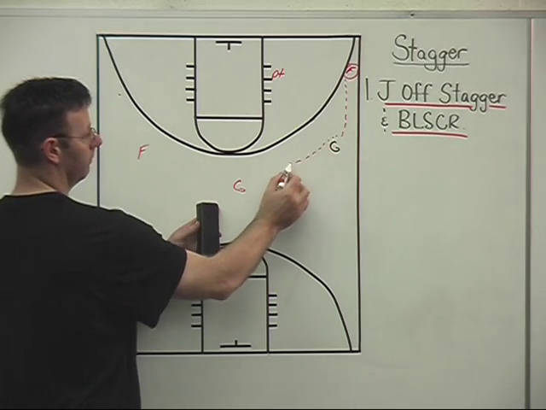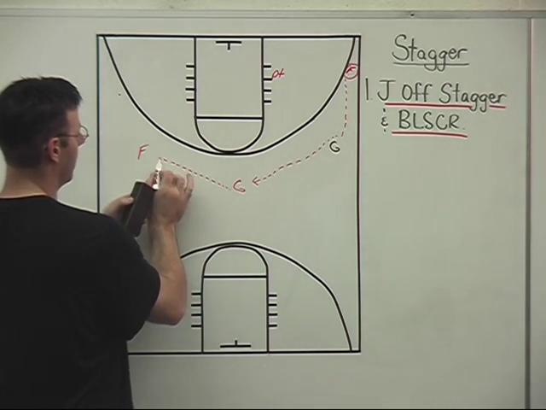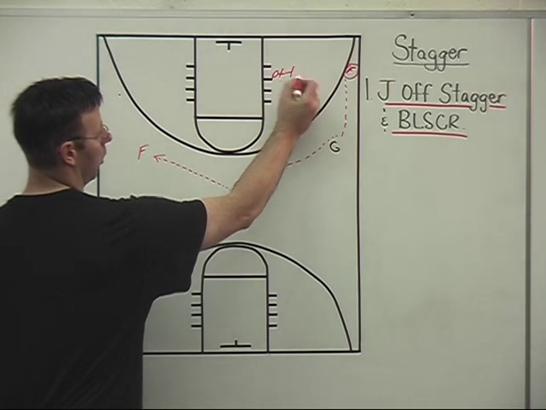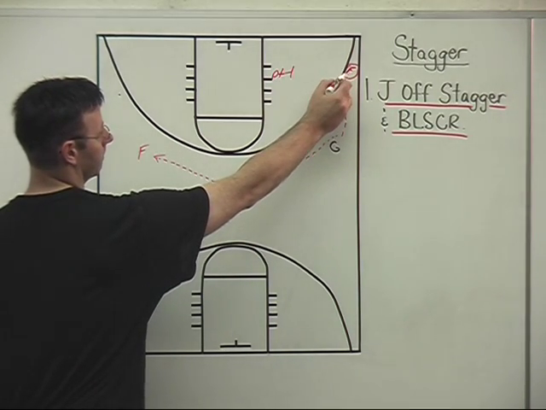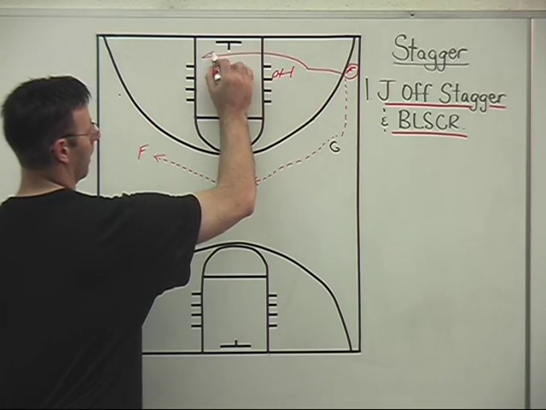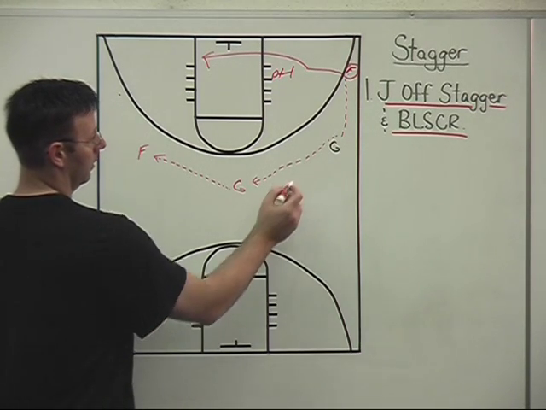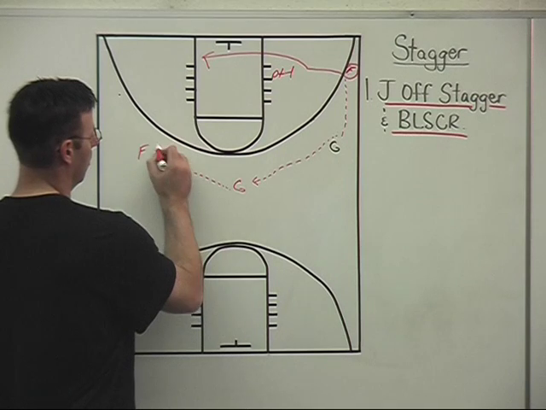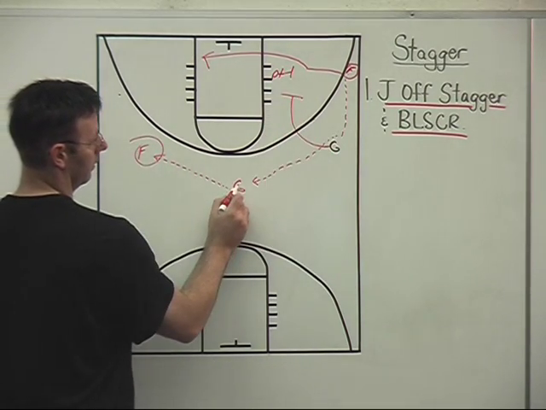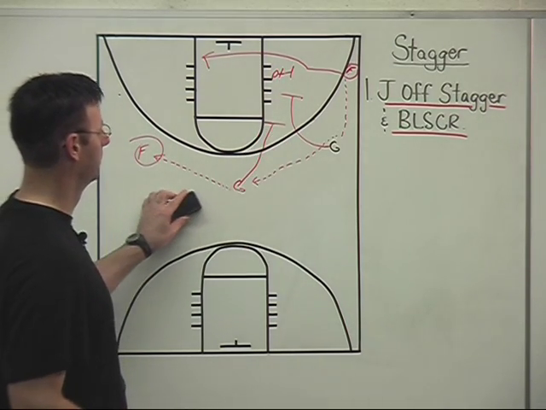As the ball is making its way from the ball side to the weak side, we have a point flex screen being set. We have a staggered screen now being set for our point guard. Ball is here. Staggered screen by these two players.